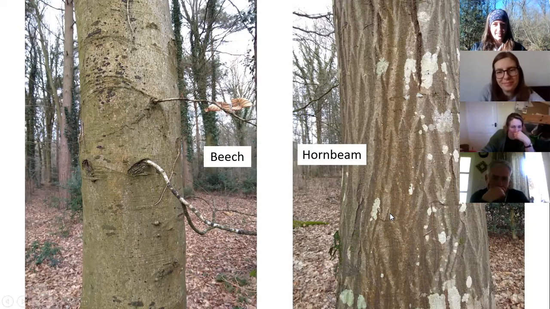Yeah, so they grow in quite a similar way and the leaves are quite similar. The difference being that beech have smooth edges of the leaf and the hornbeam have toothed edges. We can have a look at that later on. But yeah, the beech bark is smoother and the hornbeam bark, I think of it as like a muscly, veiny arm.